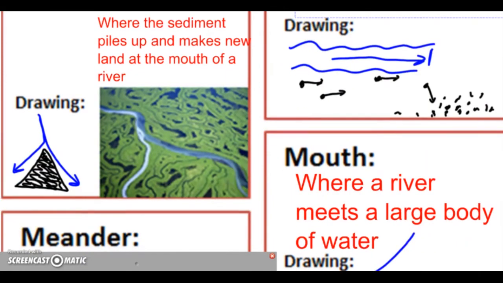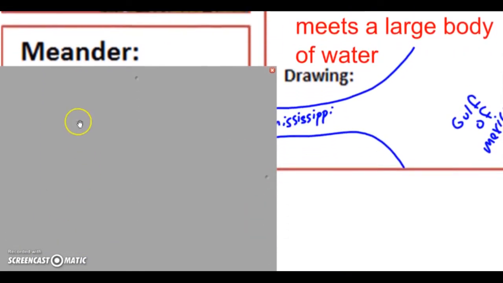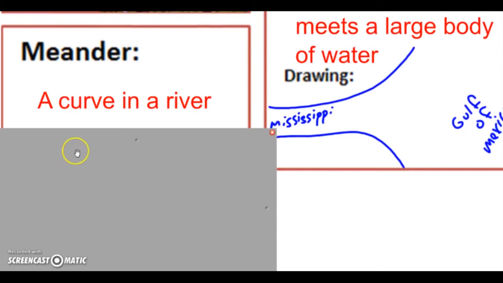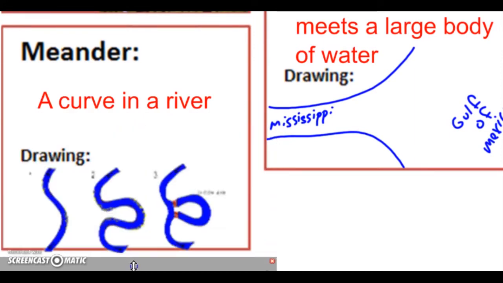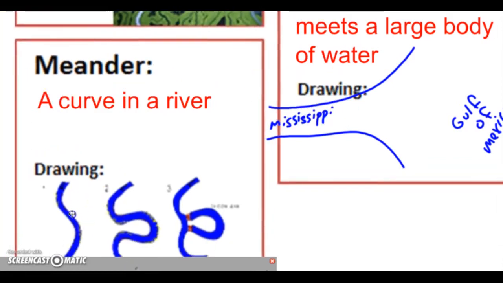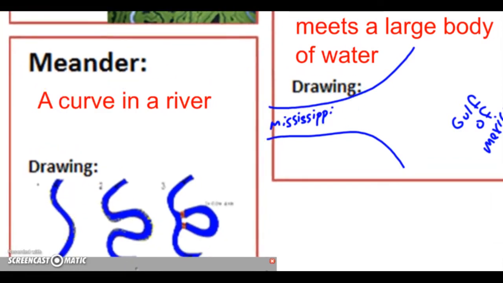Last thing I want you to know, and we'll talk about this more later, is a meander, which is a curve in a river. If you're meandering, you're just wandering this way and that. Rivers meander more and more over time.